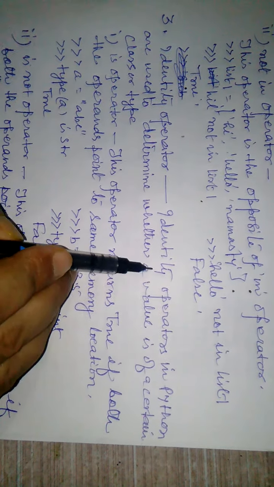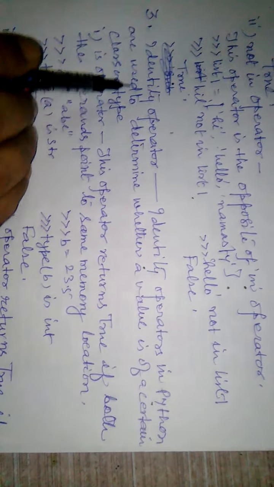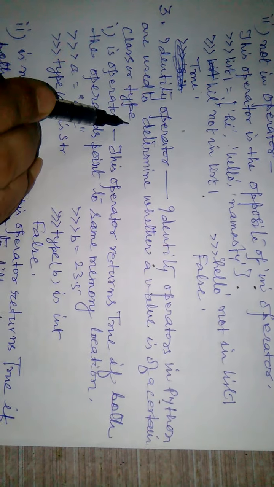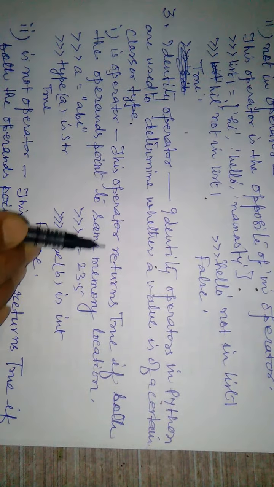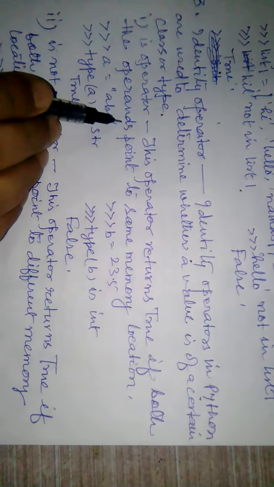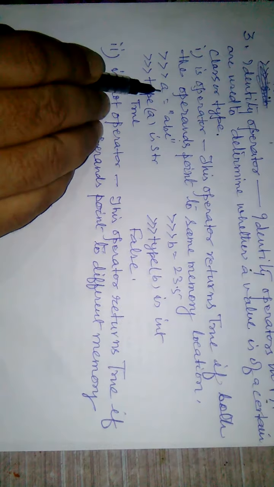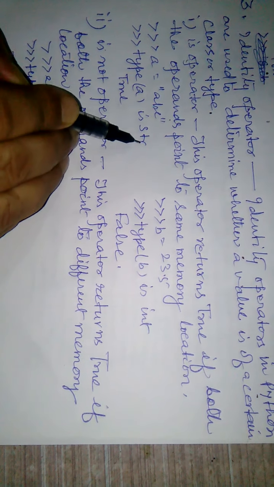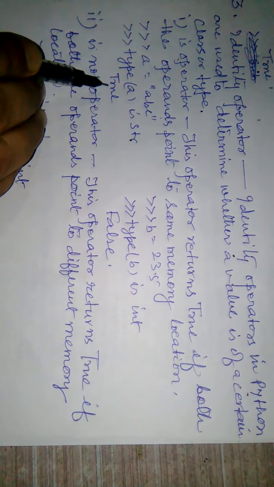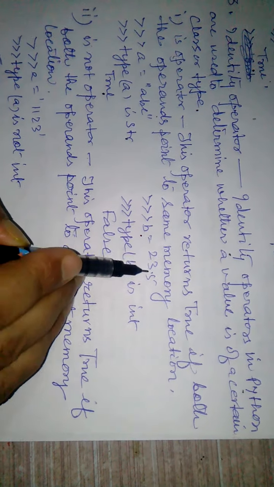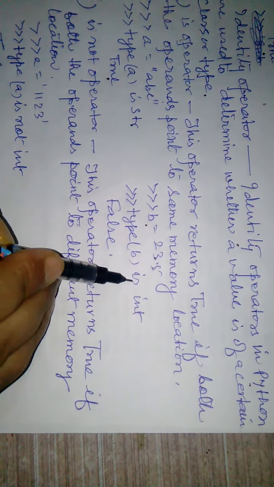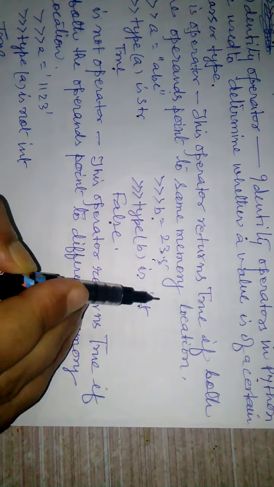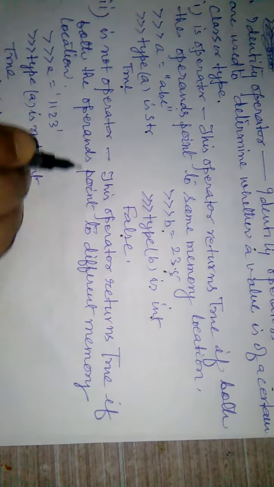Identity operator. Identity operators in Python are used to determine whether a value is of a certain class or type. The is operator returns true if both operands point to the same memory location. A equals "ABC" in double quotes, which means type A is str, that is a string, so the output will be true. And B equals 23.5, type B is int, so it is false because 23.5 is a float.